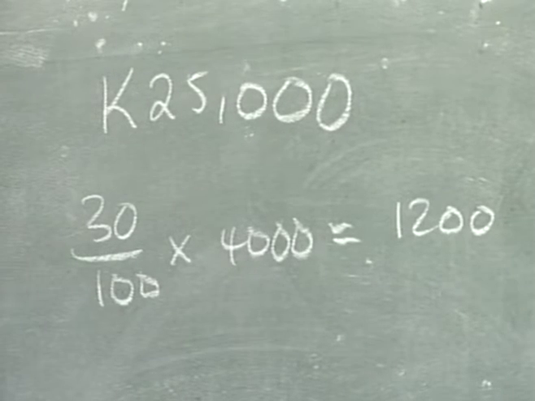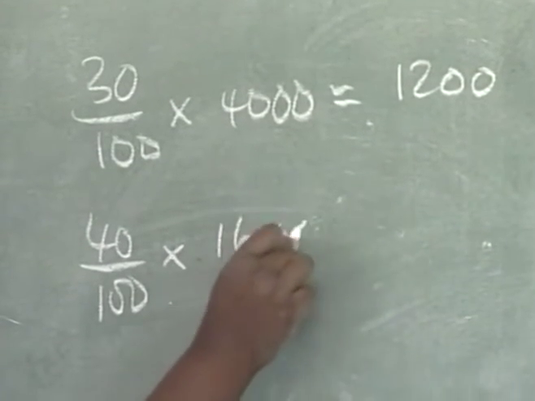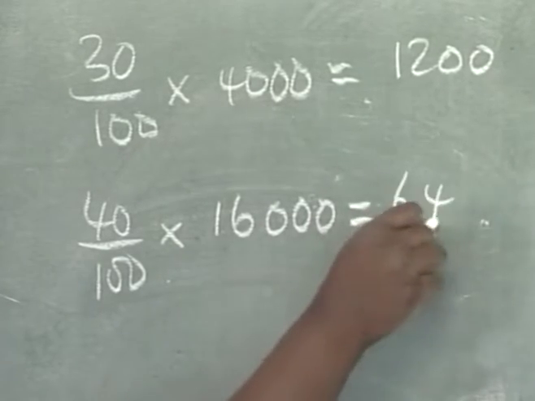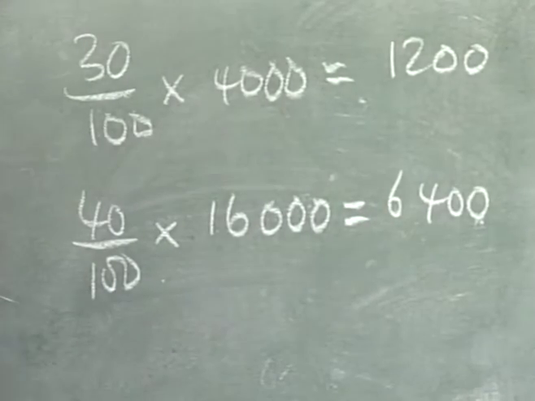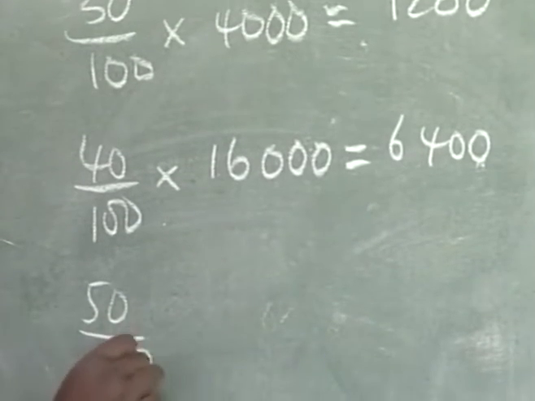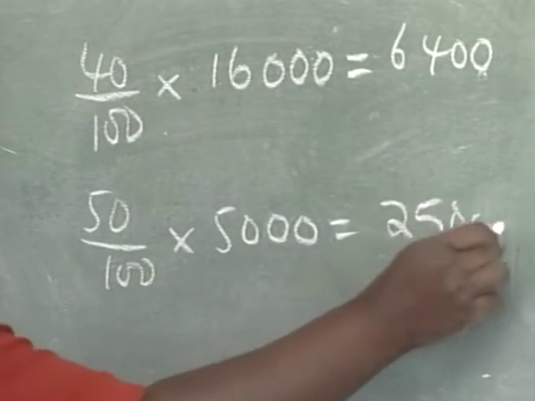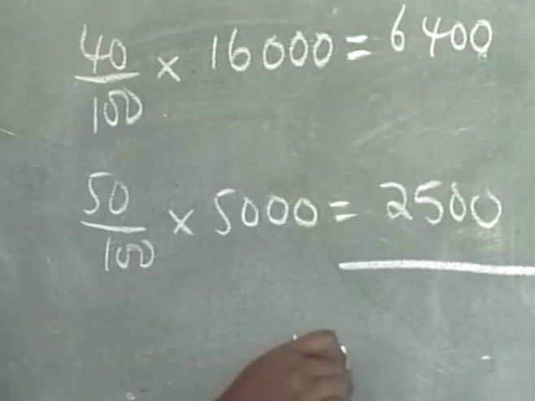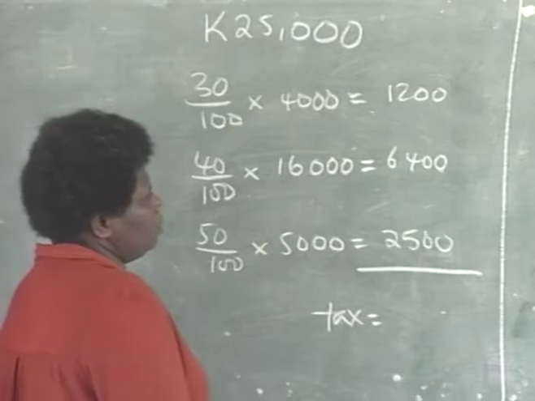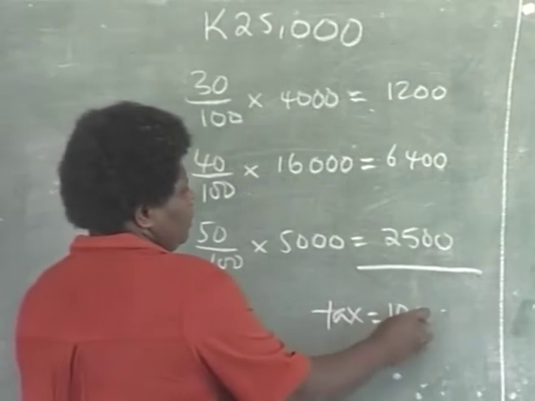40% of 16,000 will be calculated for tax. So 40% of the next 16,000, which is 6,400. I now have 5,000 still left. 50% of that 5,000 will be calculated for tax. So altogether, your tax is going to be for one fortnight, 1,200 plus 6,400 plus 2,500. 10,100?